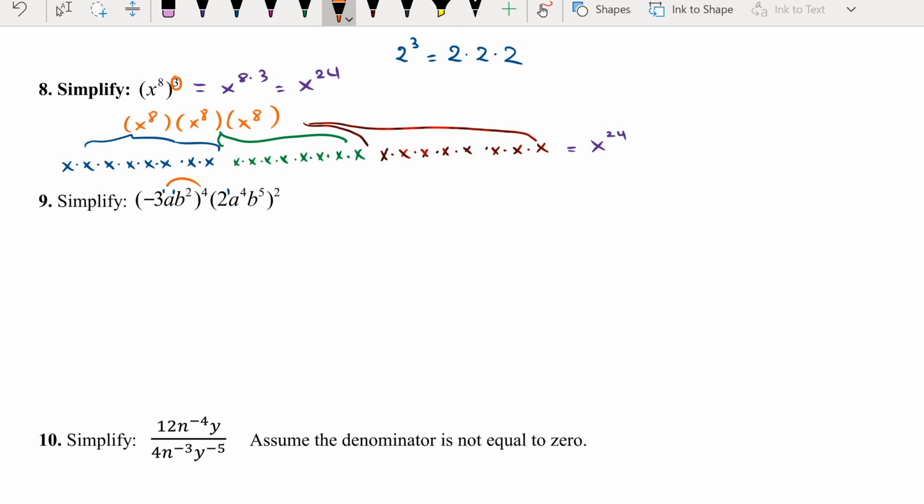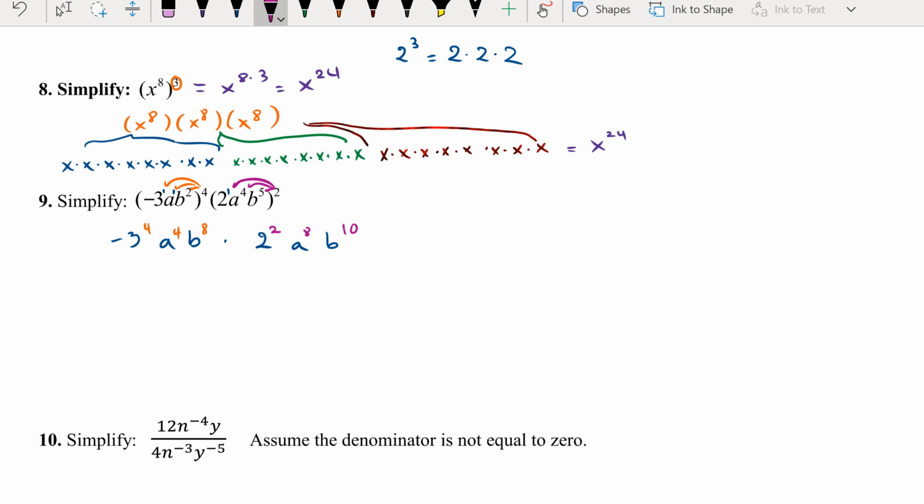What we're going to do is distribute the power to the power. That will give me negative 3 to the 4th power, a to the 4th power, b to the 2 times 4, that's going to be b to the 8th power, times 2. We're going to distribute 2 into the parentheses. That will be 2 times 1, 2 times 4, and 2 times 5. That will be 2 to the second power, a to the 8th power, b to the 10th power.